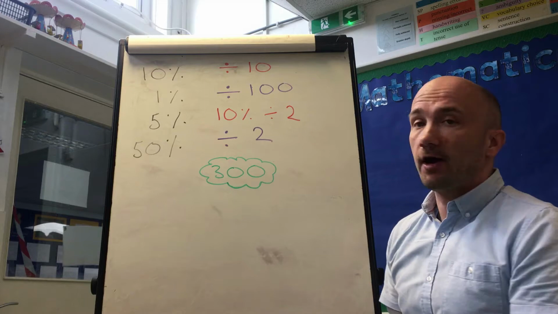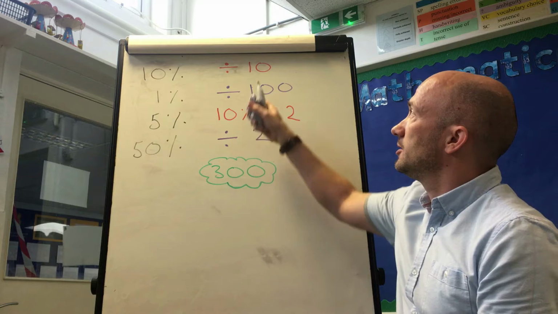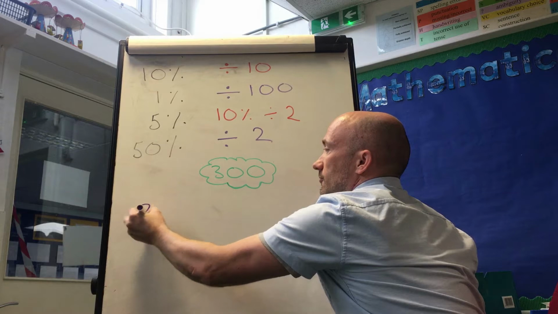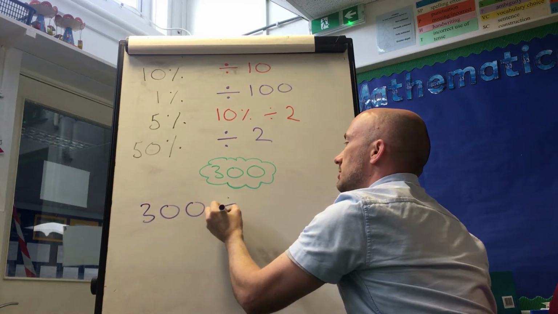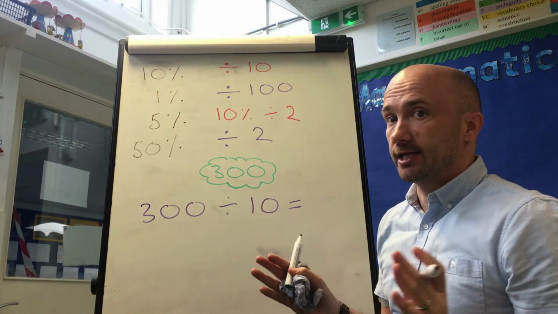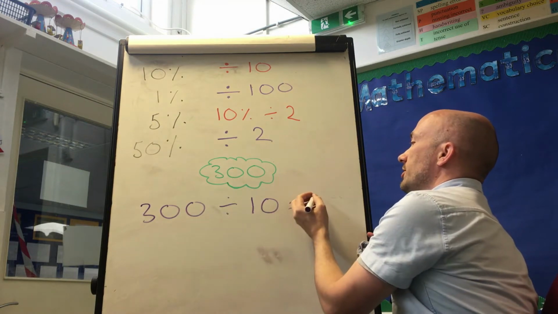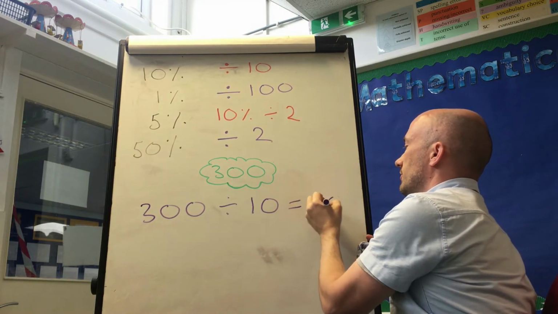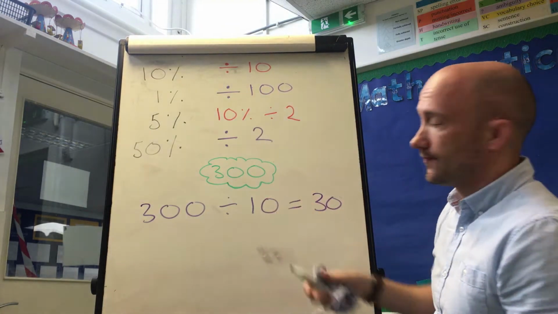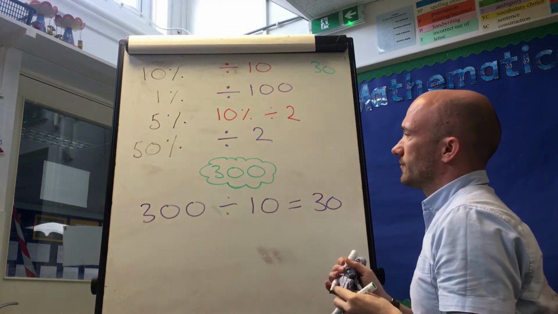So to start us off, to find 10% of any number, all you've got to do is be able to divide your number by 10. So the calculation for this one is 300 divided by 10 equals, remember we're dividing, so the number's going to get smaller, and it's by 10, so it's going to move one place smaller. So 300 divided by 10 equals 30. So 10% of 300 is 30. I'm going to make a note of that up here, so I've got that one for later.